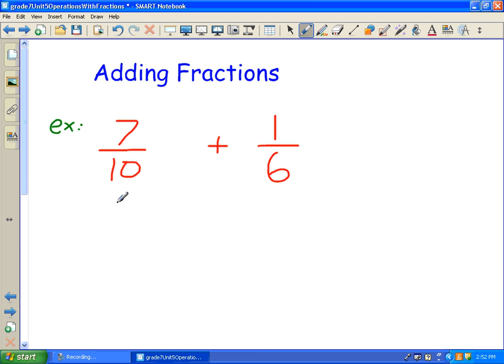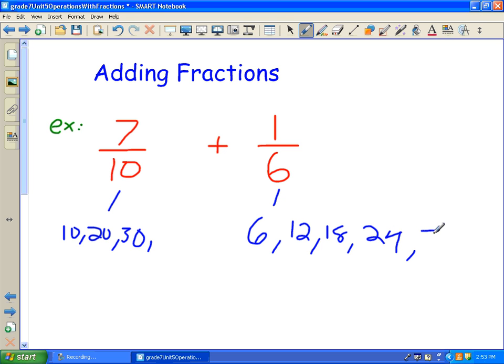Let's try this one here. Well, again, we count by tens. 10, 20, 30, and we just do a few of them. Then we count by sixes. 6, 12, 18, 24, 30. So the least common one they have is 30.